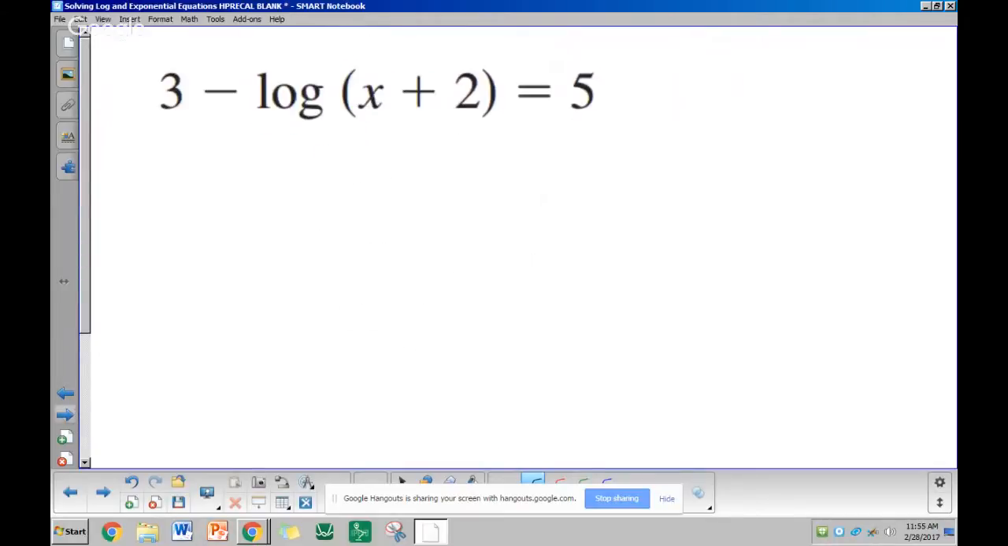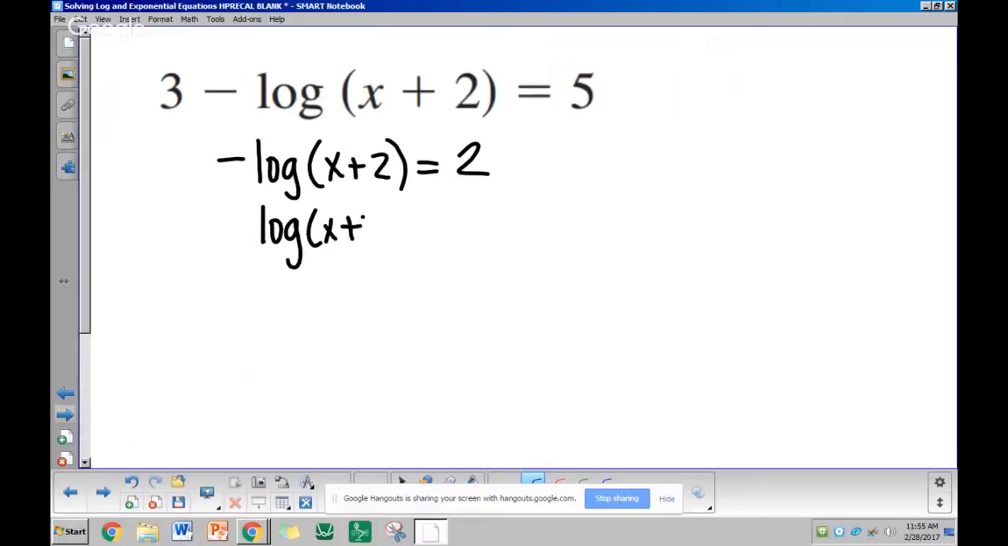Moving right along. This is almost a log equal a number, except it's not. What would you like to do first? Subtract 3. So we get negative log of x plus 2 equals 2. Good. I can't exponentiate yet. Why? Because there's a negative in front of the log. So this would be log of x plus 2 equals negative 2.